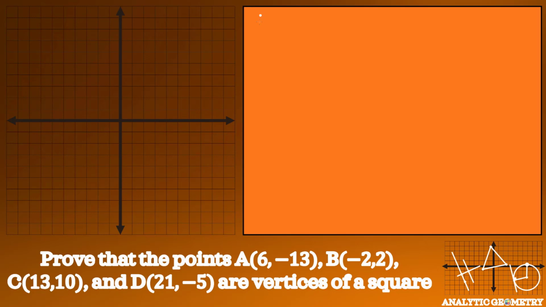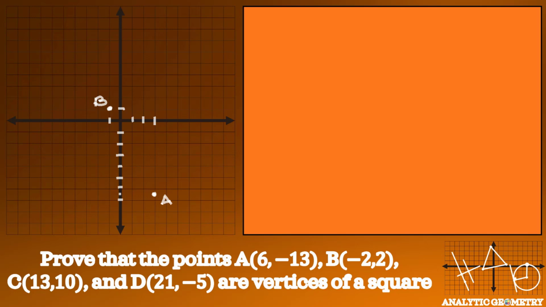So A is at (6, -13). Let's make it by 2: 2, 4, 6. And then -2, -4, -6, -8, -10, -12, -14. Somewhere here is -13. So 6 and -13, this is our point A. Our B is at (-2, 2). So -2 and 2. This is our point B.